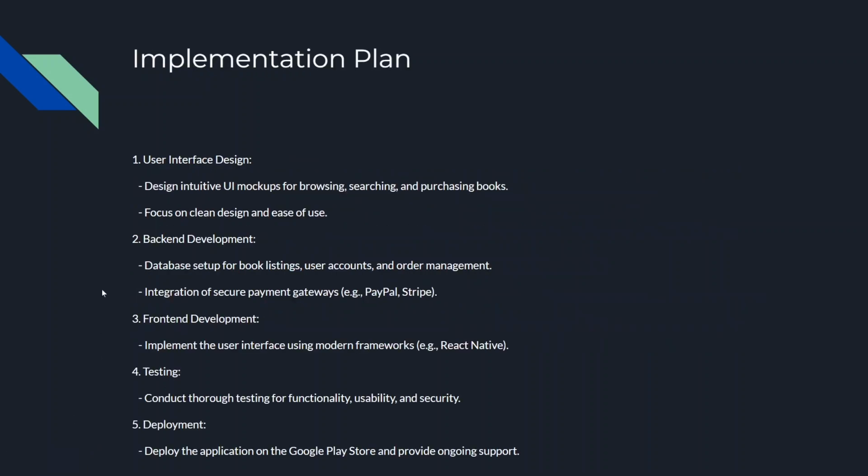The implementation plan is as follows. First of all, we are going to create the UI design, with UI mockups for browsing, searching, and purchasing books, focusing on a clean design that is easy to use. Second, we are going to develop the backend, and we have a team for that as well. We are going to set up the database for book listings, user accounts, and order management. After that, we are going to integrate a secure payment gateway like PayPal, Stripe, or Razorpay, etc.